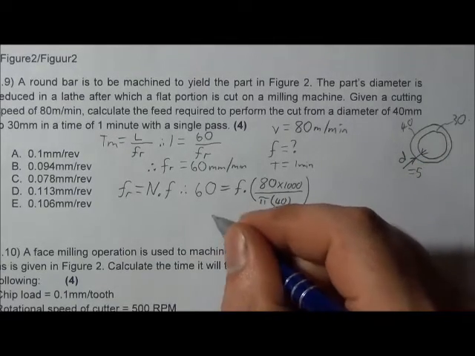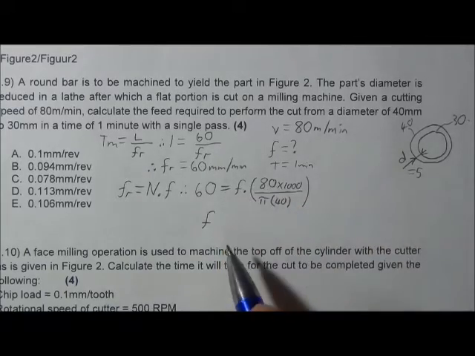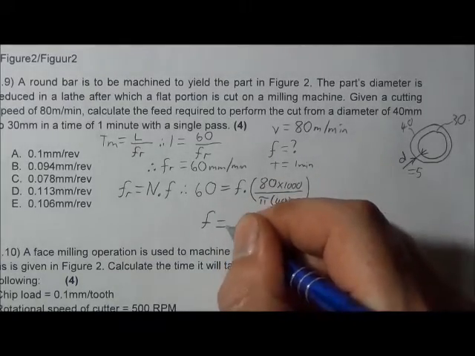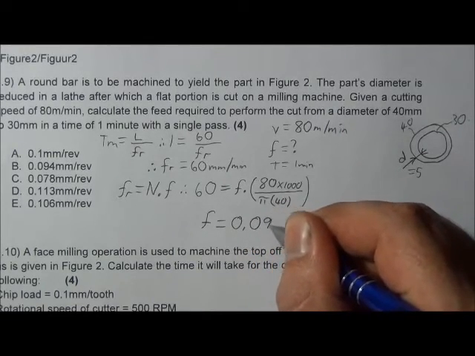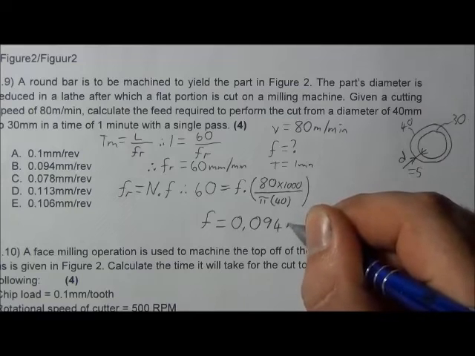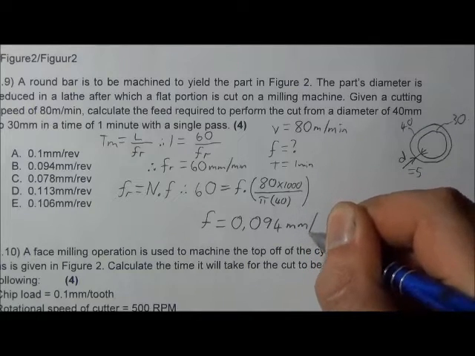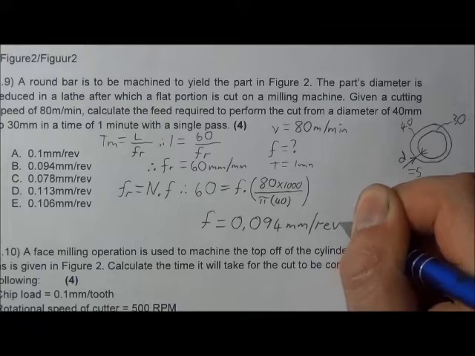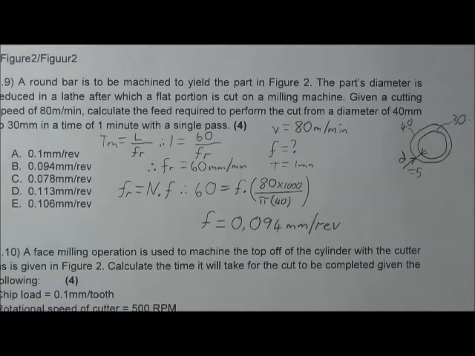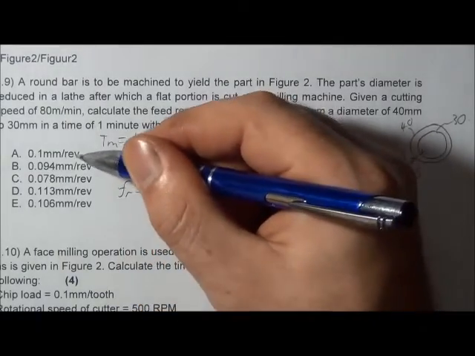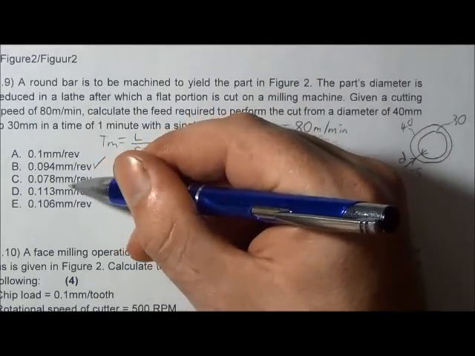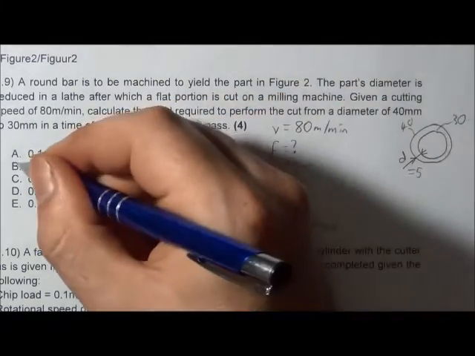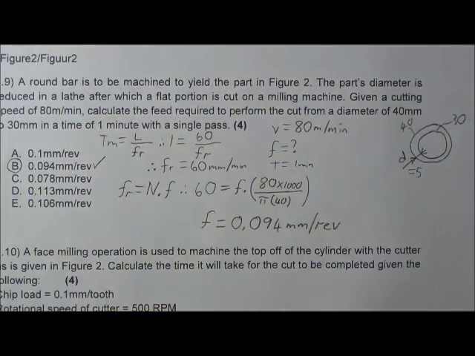So then we can calculate f from this equation, and we get f equal to 0.094 millimeters per revolution. So if we look at the answers available, 0.1, 0.094, 0.078, 0.113 and 0.106. So the correct answer is B.